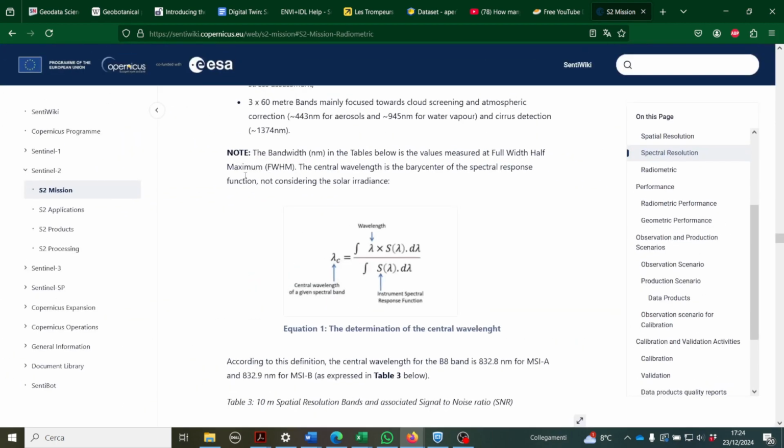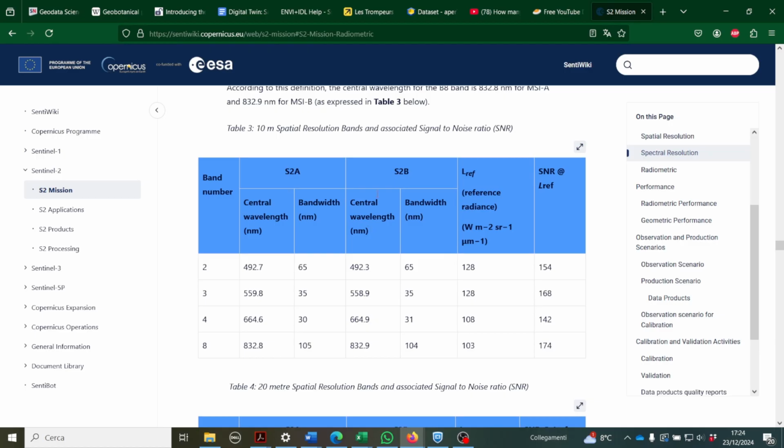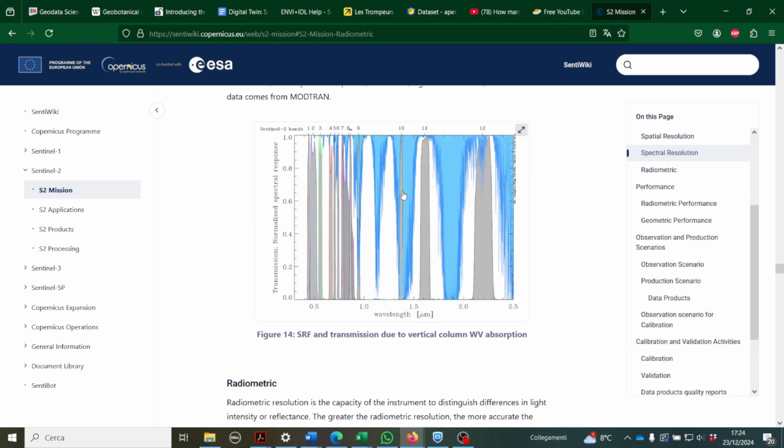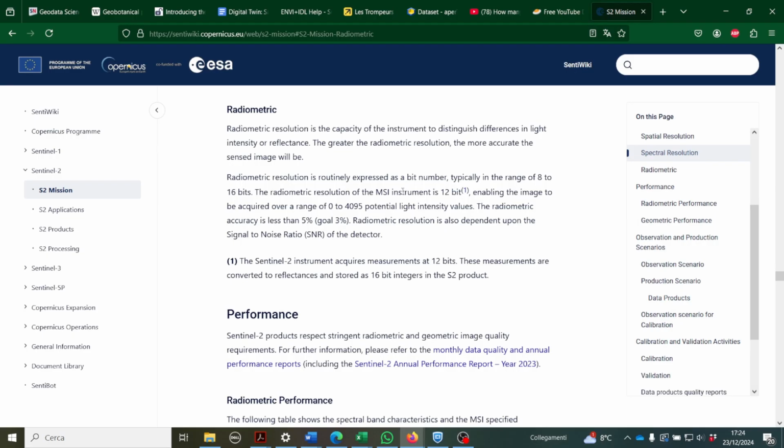All right. From the radiometric point of view, it concerns the possibility to memorize the signal that is coming from the ground, the radiance that is coming from the ground. And from this point of view, the Sentinel-2 instruments acquire measurements at 12 bits of radiometric resolution. That means that we have a digital number large enough to represent in a very good way the radiance that is coming from the ground.